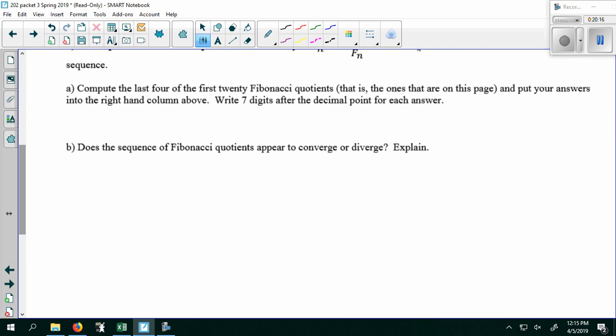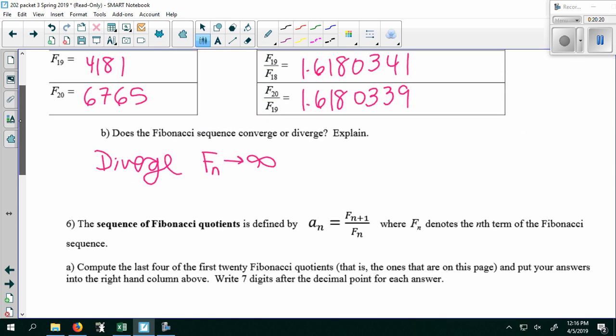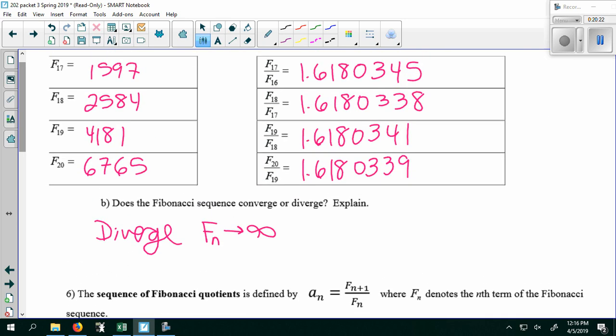Does the sequence of Fibonacci quotients appear to converge or diverge? It definitely isn't growing without bound. And it does seem to be bouncing up and down a little bit, but it's going up and down and up and down, and it does seem to be converging on a single value that is somewhere in the 1.61803 range.